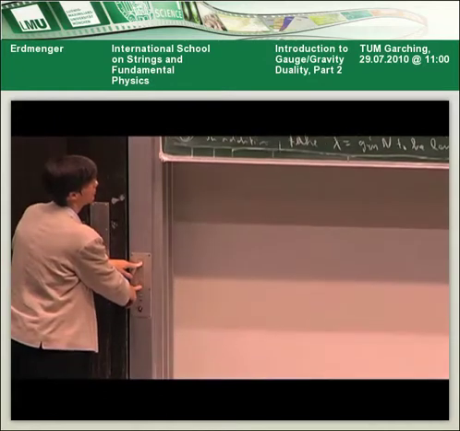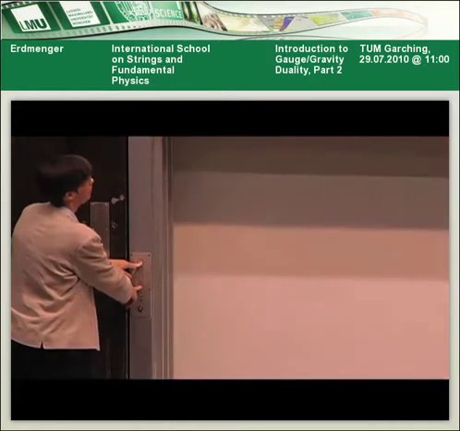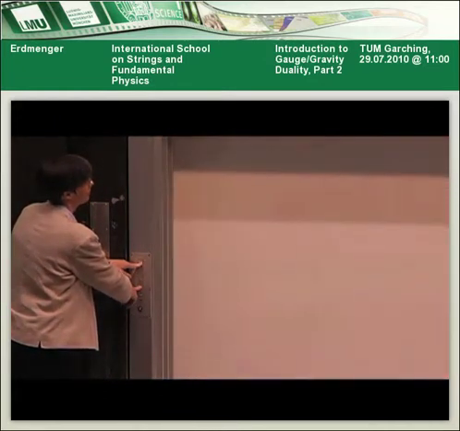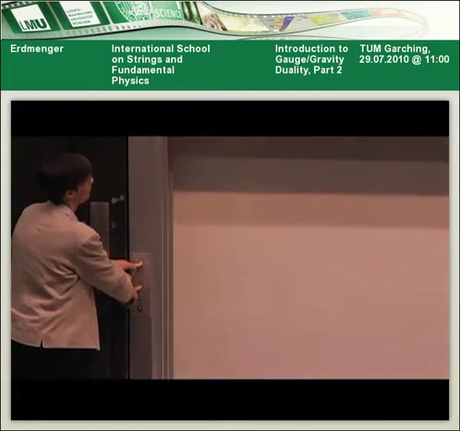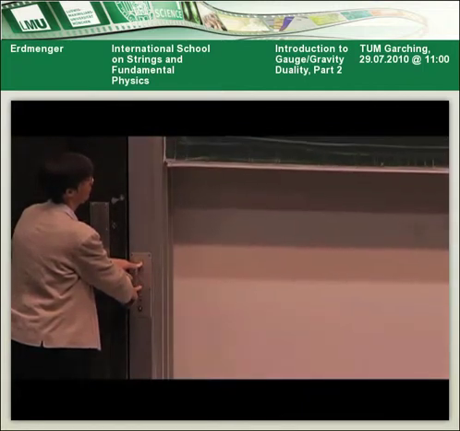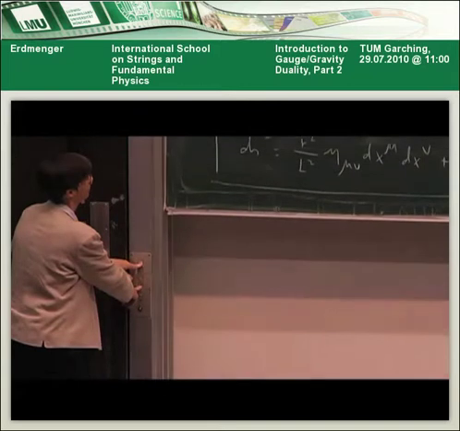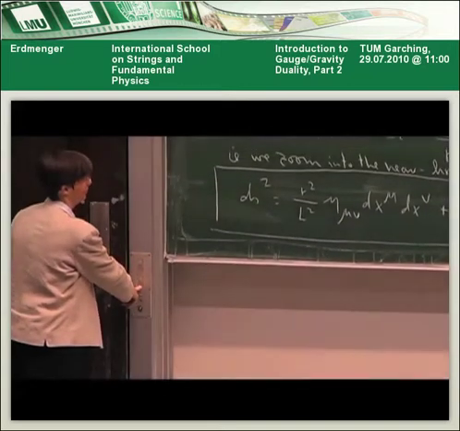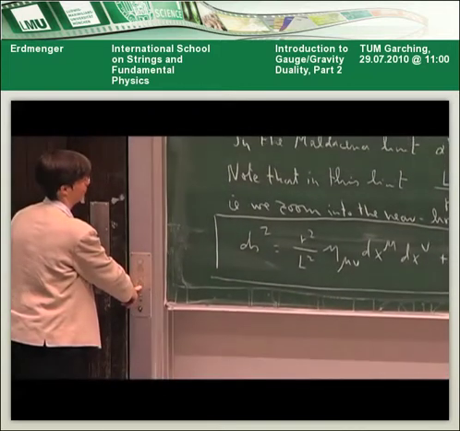Another crucial thing is that I explained to you that the theories are somehow related, but you can be much more precise and you can actually have a one-to-one map of certain observables. And if you want to do tests, you have to use this one-to-one map.